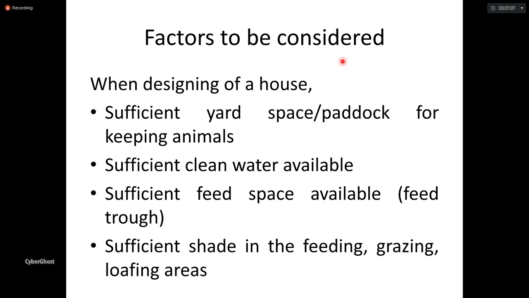So basically we have to have a sufficient space for grass cultivation or feed formulation or whatever the feed management. We have to have sufficient land or space, right? Water availability, right? Feed availability or feed space availability, right? And also a sufficient shading system, if we are letting these animals graze in the environment.